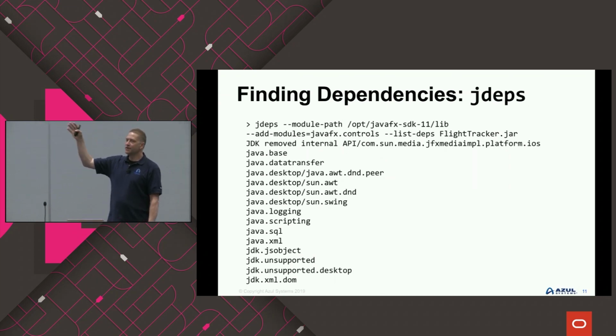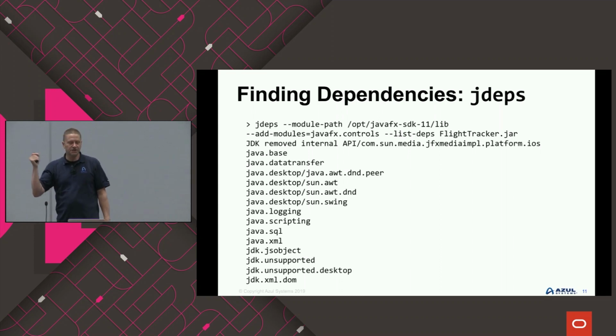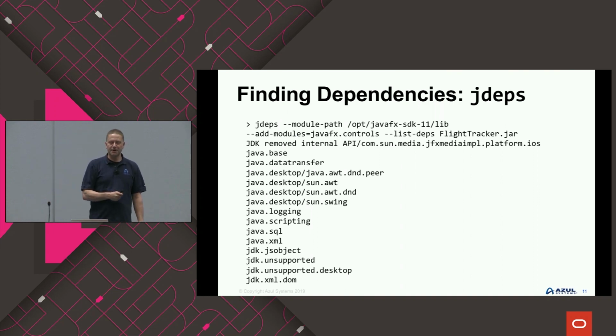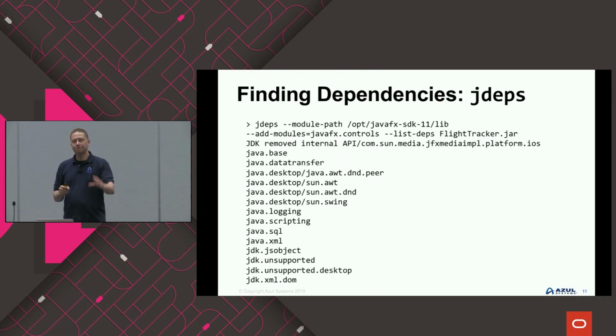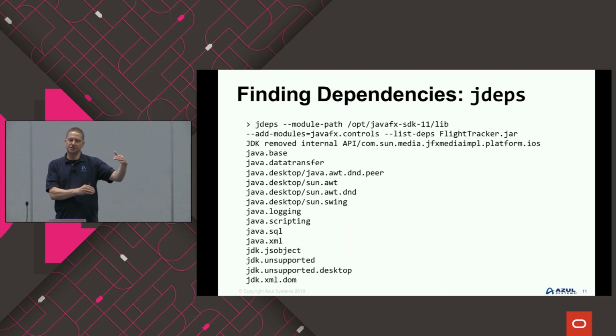It's kind of interesting the way that in the case of desktop, it sort of breaks it out into specific packages, but it doesn't do that for everything. I haven't quite figured out why it does that. But it says desktop, okay, there's these various packages that it uses: Java logging, scripting, SQL, XML, and then some JDK modules as well. But that helps you because now you understand which modules you're going to be using.